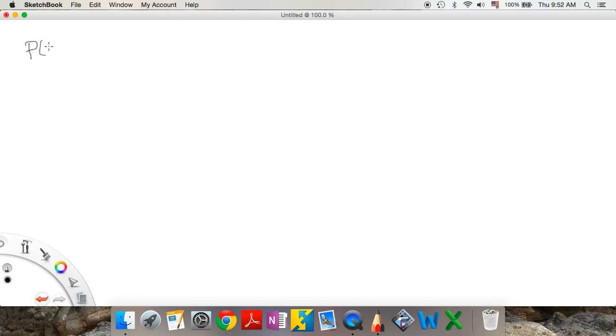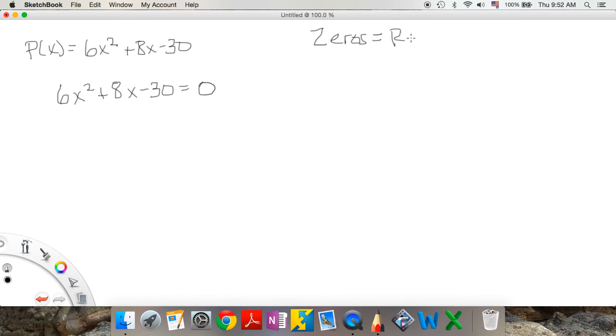So if we want to find the zeros, say we have a polynomial 6x squared plus 8x minus 30. If we want to find the zeros for this function, we know it's going to look like a parabola because it's a quadratic. So when we find the zeros for this function, we are finding the two places where it crosses the axis. Another name for these are roots. So it's zeros or roots is what they're called. And whatever the degree of the polynomial is, that's how many roots you have.